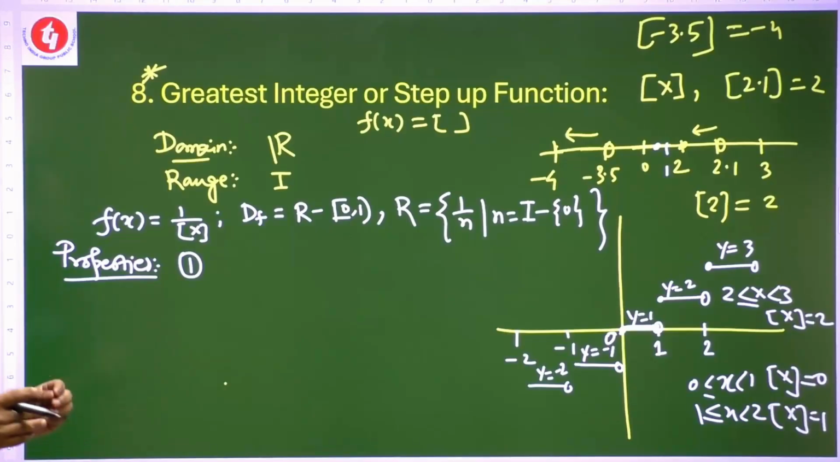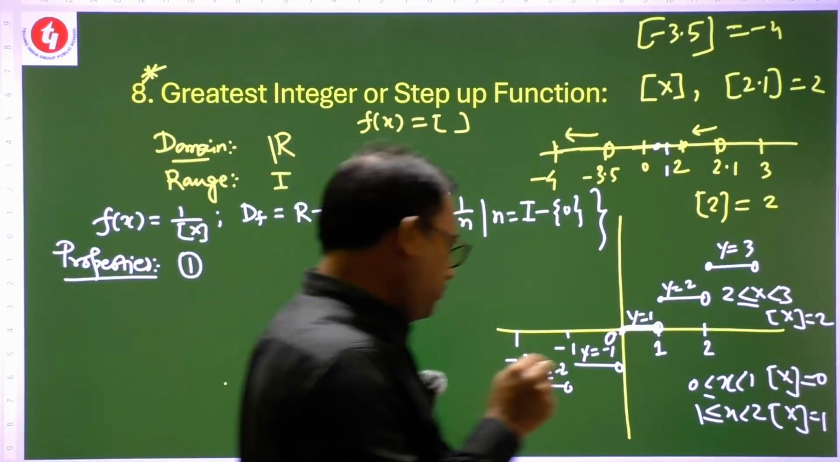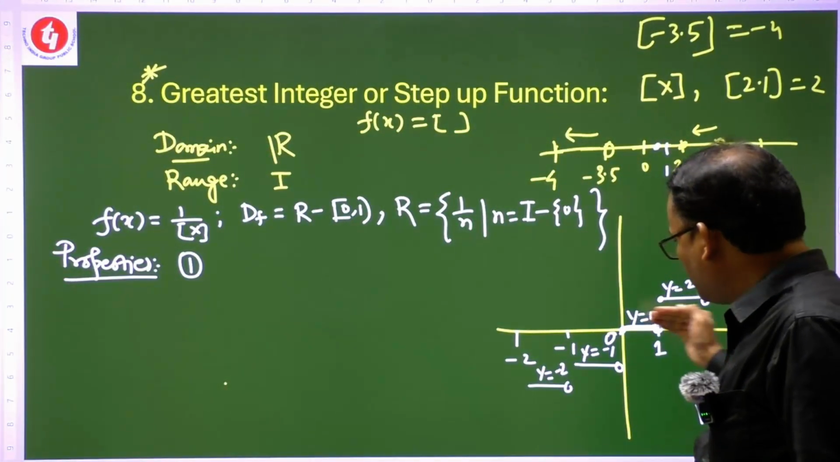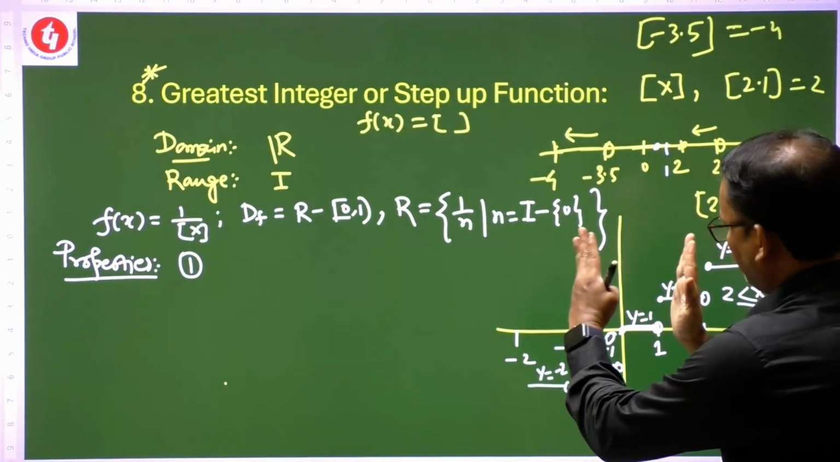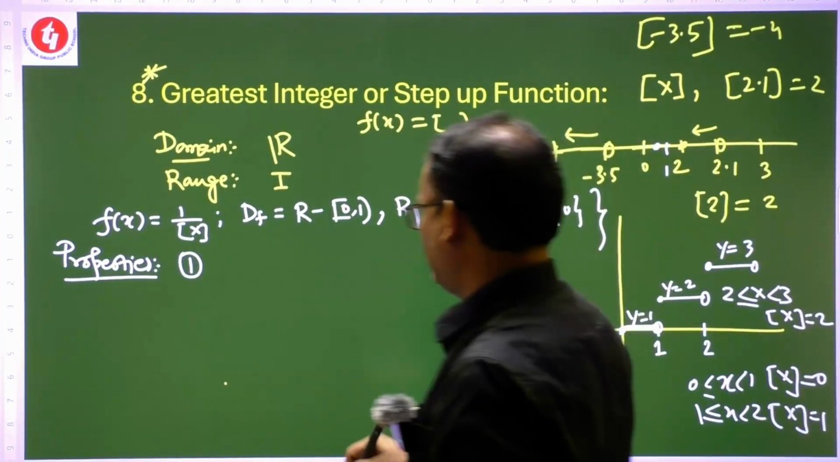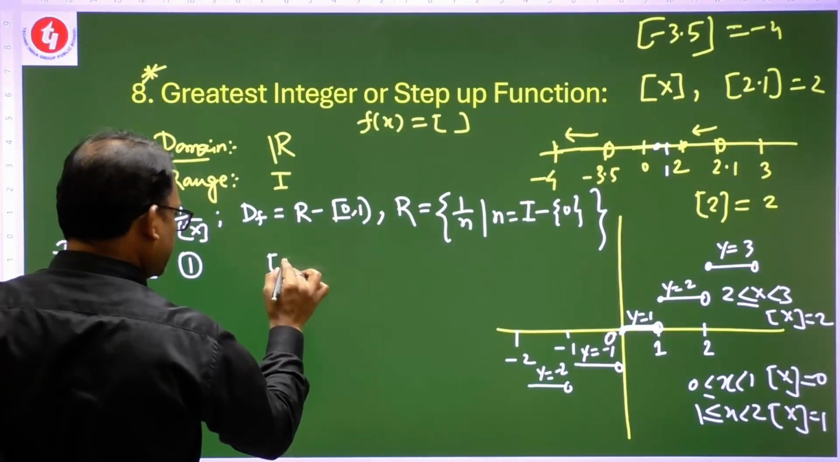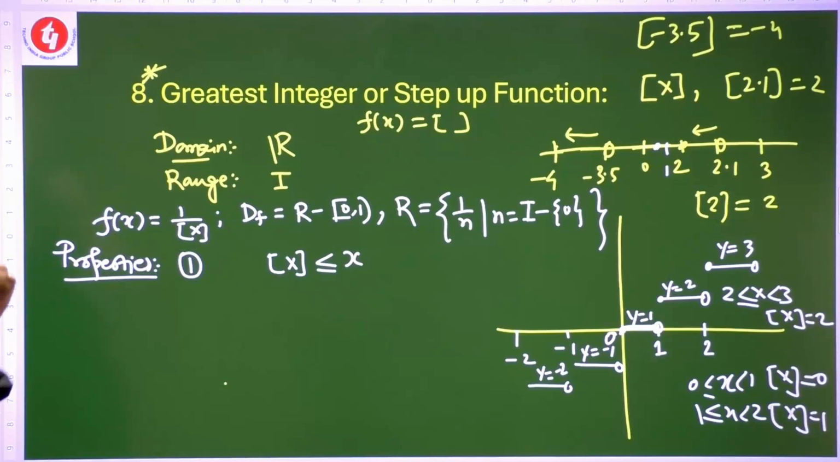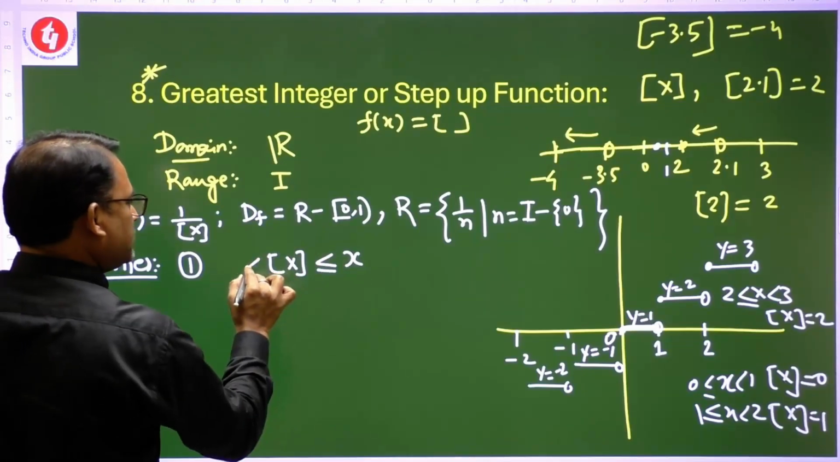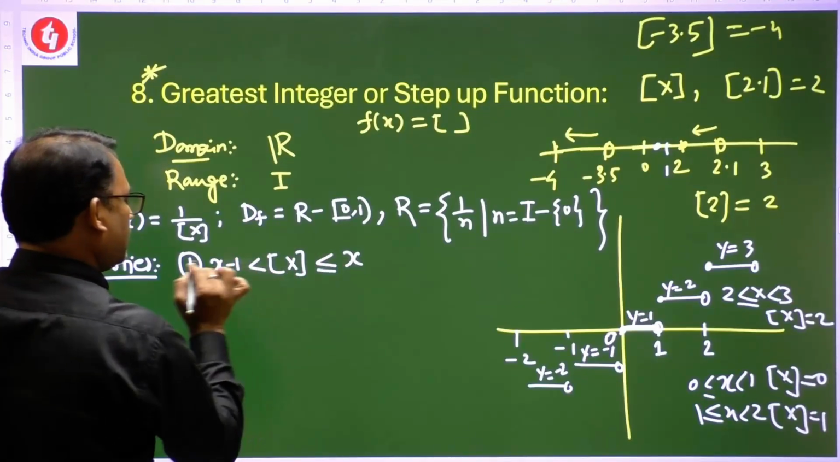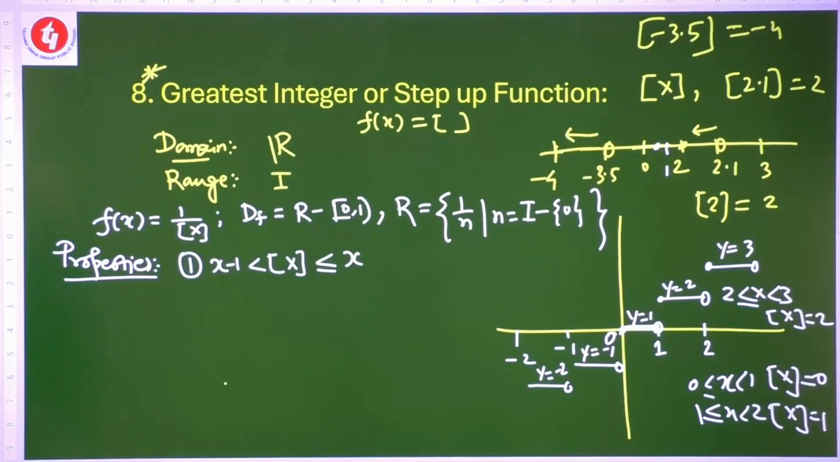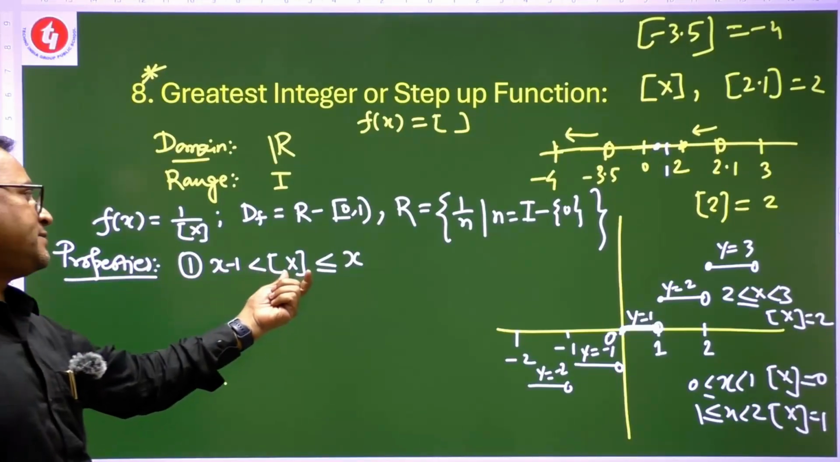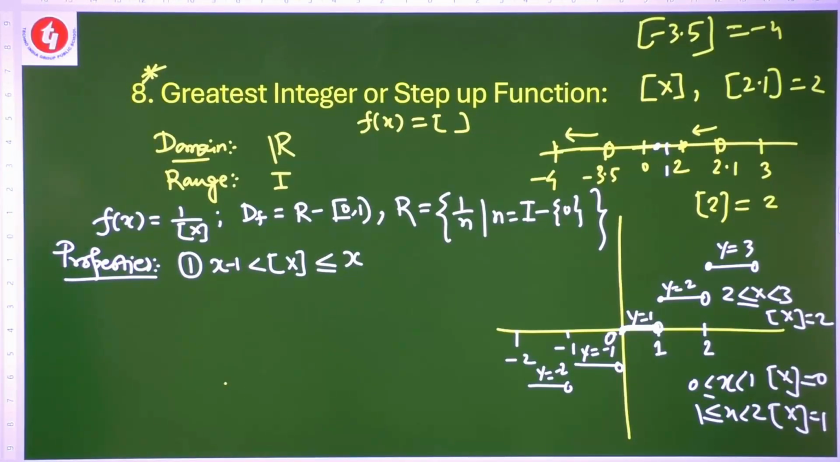Number 1: always see that when you are going to take the box of a number, you have to move towards the left. And you know that if two numbers are there, the left-hand side is always lesser. So the box of any number cannot be greater than that number. The box of a number is always less than or equal to that number if it is an integer. So this also says that the box of a number is always greater than the number minus 1: x minus 1 is less than box of x, which is less than or equal to x.